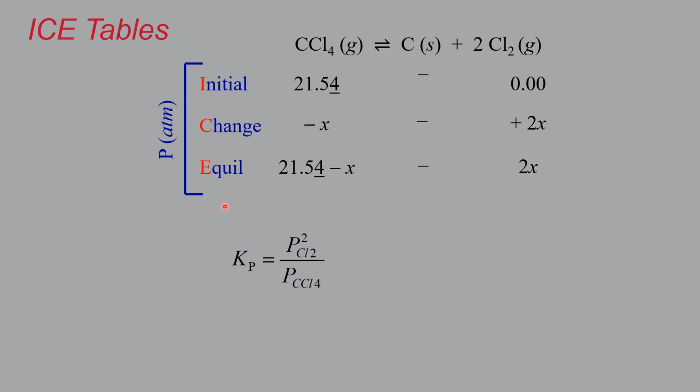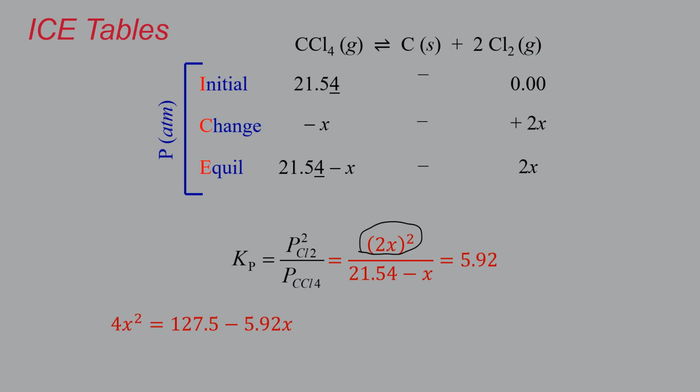All right, so the Kp is equal to the partial pressure of chlorine squared divided by the partial pressure of carbon tetrachloride. And this is equal to (2x) squared divided by 21.54 minus x, and it's equal to 5.92. I cannot stress enough the importance of getting this right. This is a very common algebra goof.